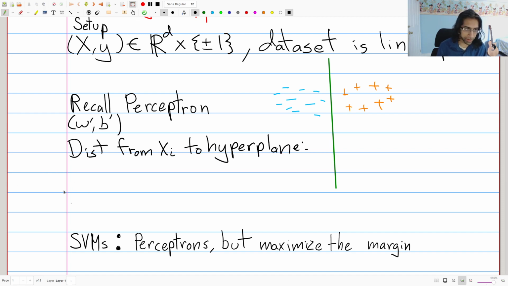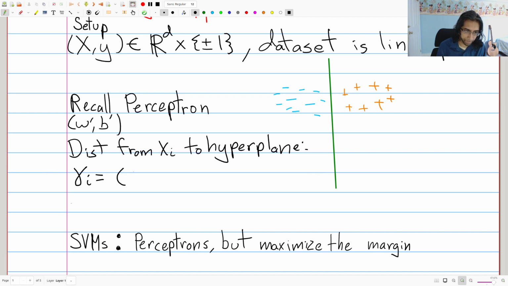There's the following expression, which is sort of classic geometry. Maybe you learned this before, which is gamma i. We're going to use gamma i for the distance from point i to the hyperplane.